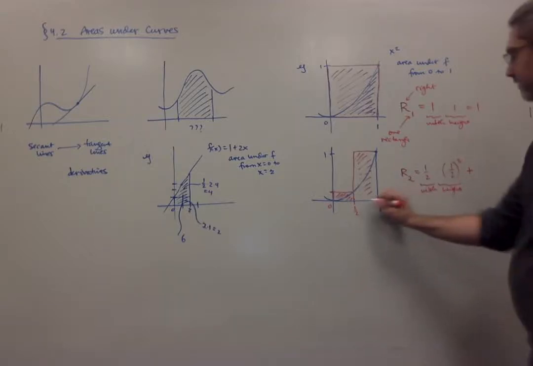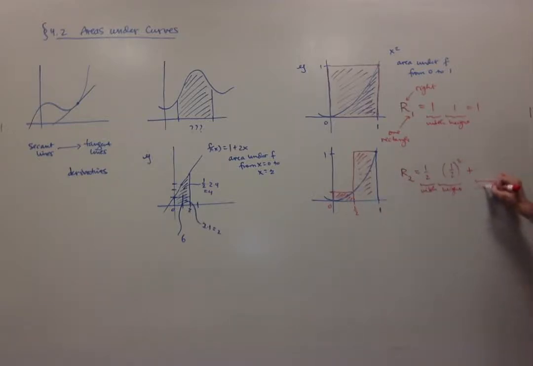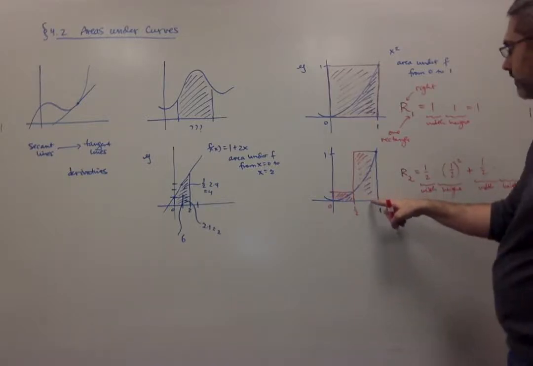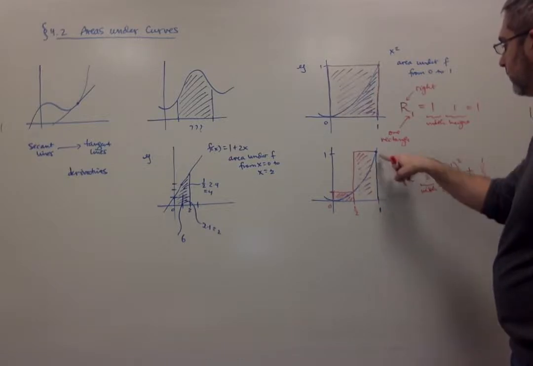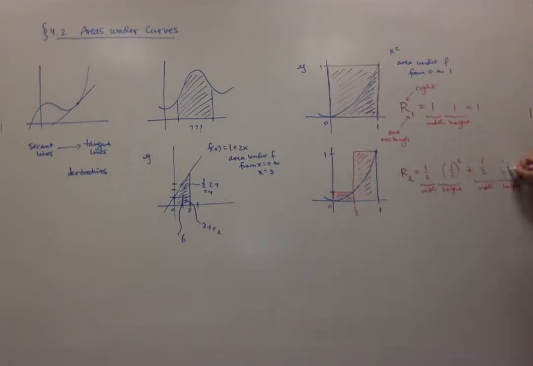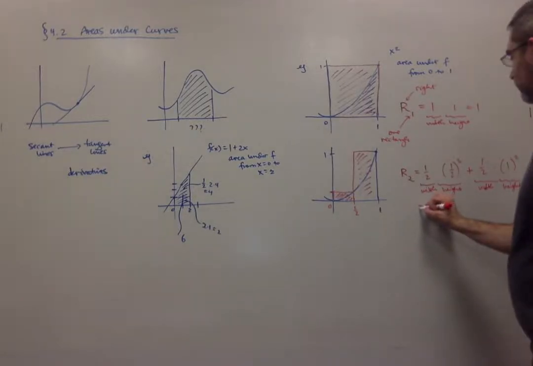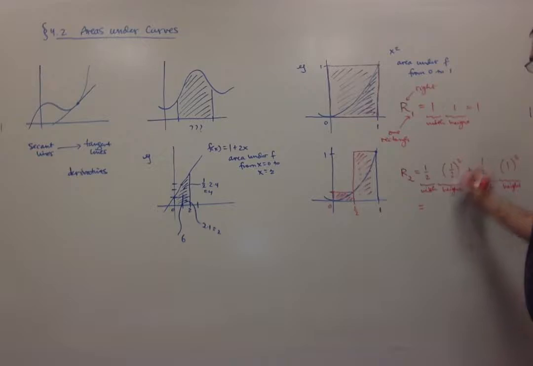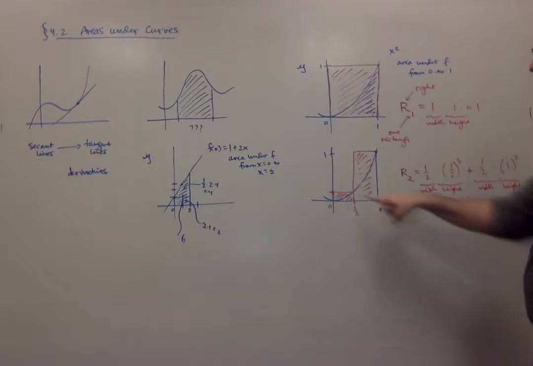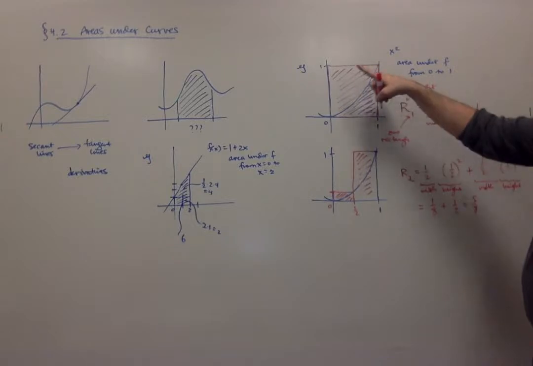Plus, now let's do the next one. Let's find the width of that one. Well, the width is going to be the same, 1/2. But the height's going to be different. The height here is what I get when I plug 1 into the function. The function's x squared, so I'm just squaring 1. So overall this is going to be 1/2 times 1/4, which is 1/8, plus 1/2 times 1, which is 1/2, so I get 5/8 here. 5/8 is a better approximation to the blue area than 1 is.